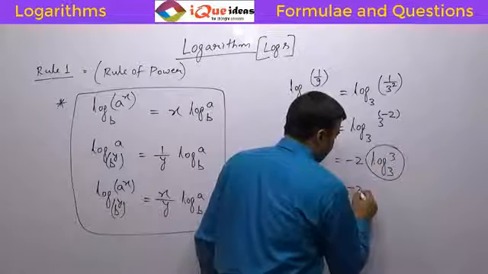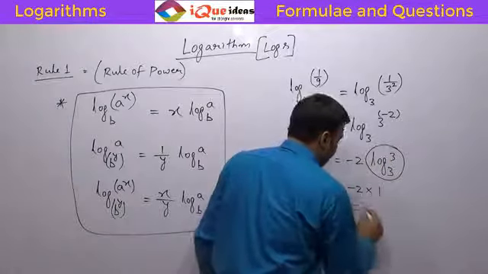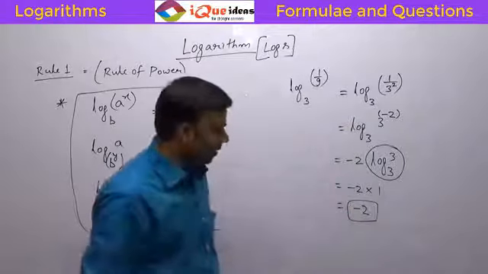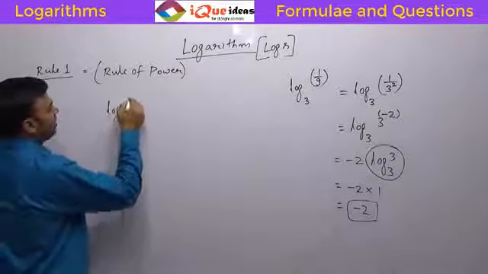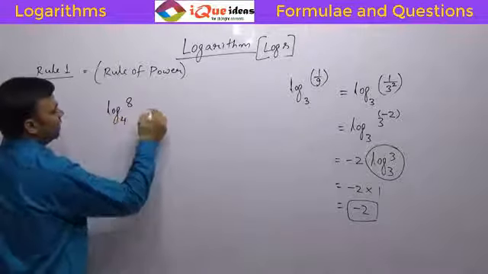So we can say it is minus 2 into 1. The final answer will be minus 2. Alright. Now let's take the next example. Suppose we have log of 8 to the base 4. Now what is this equal to?